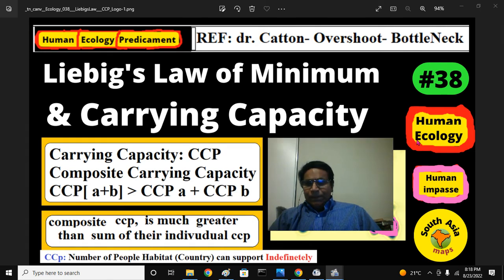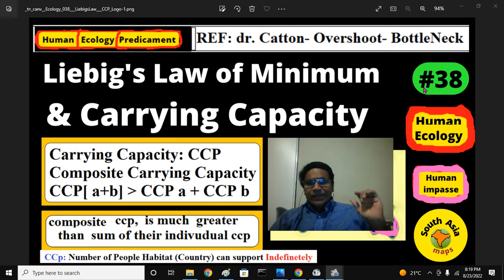This particular topic is about human ecology, part 38. That is human ecology, human predicament, that is human impasse, a difficult situation that Homo sapiens, Homo colossus, today placed himself in on the planet Earth. The works are essentially from Dr. Catton's book Overshoot and Bottleneck Century. This is part 38. The title of the presentation is Liebig's Law of Minimum.